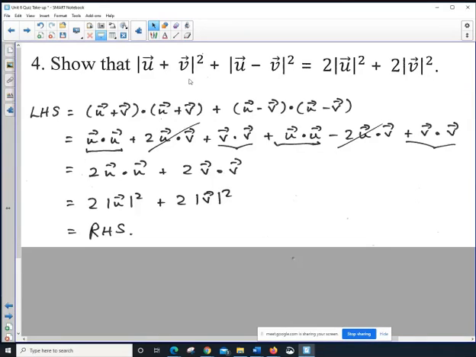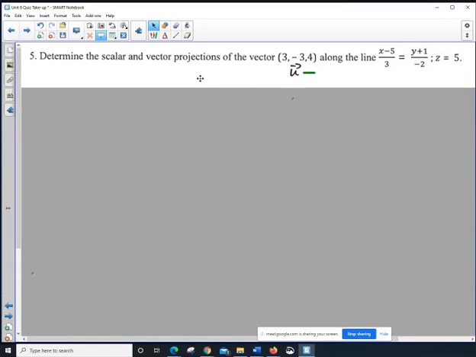Okay, so let's move on to number 5. So here, determine vector and scalar projections. Nothing fancy about vector and scalar projections, except now I'm asking you to find a projection onto a line.